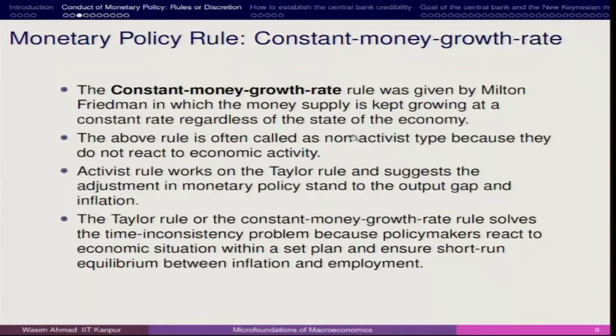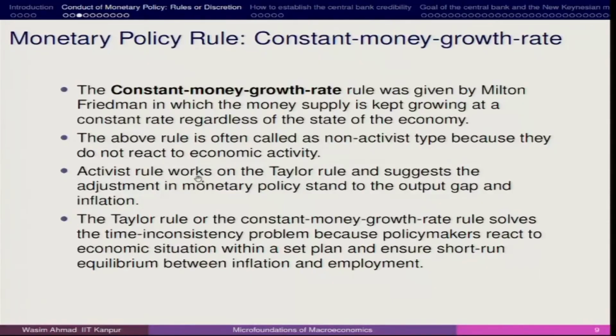So, it is also linked with what we call the non-activist type, because among the economists also some are in favor of the constant money growth rate rule, and some are against. Those who are against feel that there should be a role for a different set of macroeconomic indicators, and based on the monitoring of those indicators, the central bank should decide about the monetary policy stand, not by the simple constant money growth rate, which means that whatever happens in the economy, you do not have to react, you will keep on supplying the same amount, but in real life that is not the case.